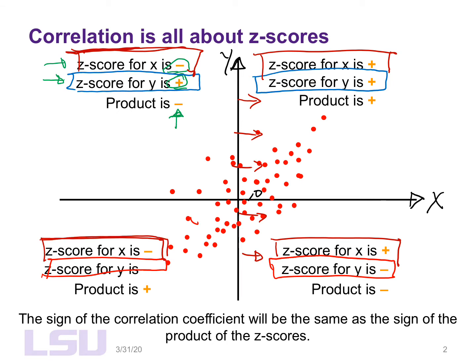Now take a product of those two. Minus times positive is minus, positive times positive is positive, positive times negative is negative, negative times negative is positive. And the sign of this product will be the sign of your correlation coefficient. And it makes sense, right?